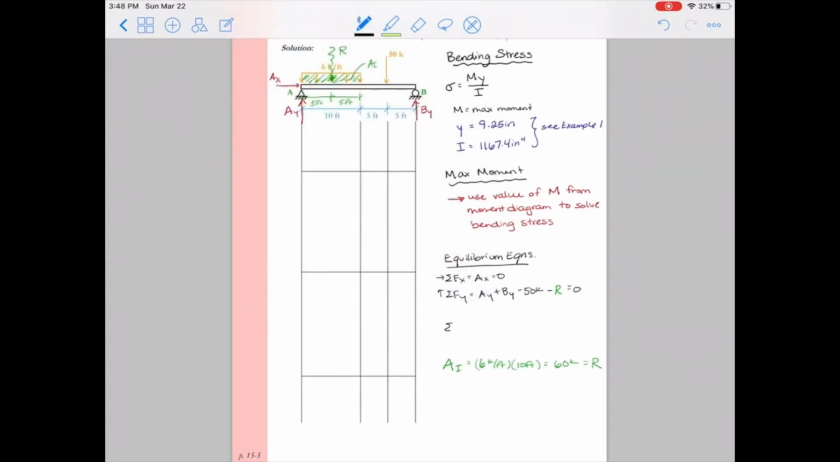Now I can't solve for AY and BY yet, so I need to move on to sum moments. And so now I'm going to sum moments about point A. So my first term is BY times 20 feet.